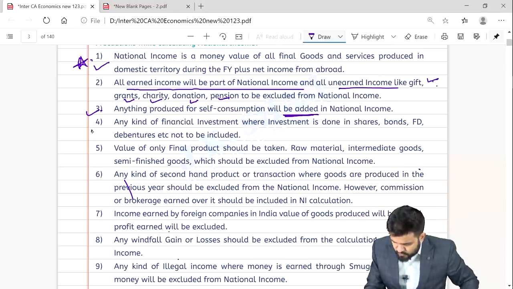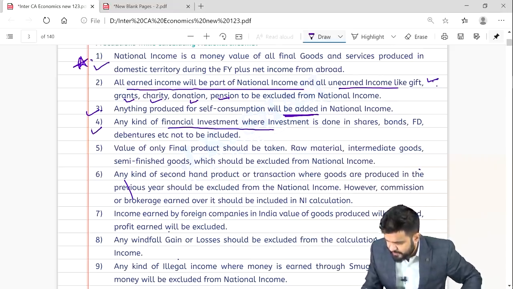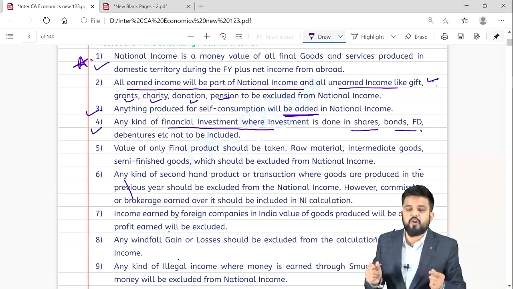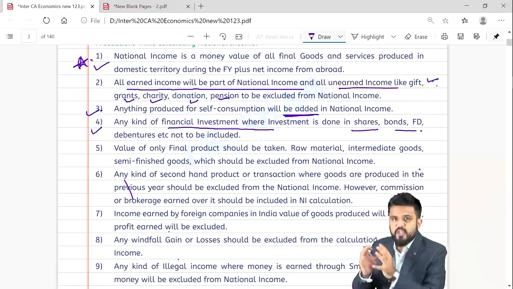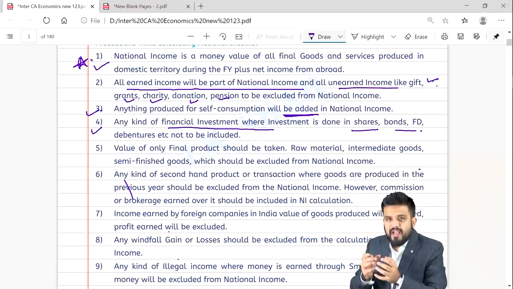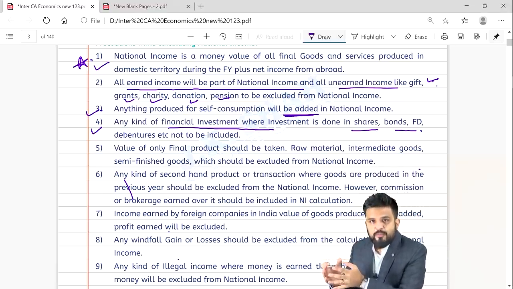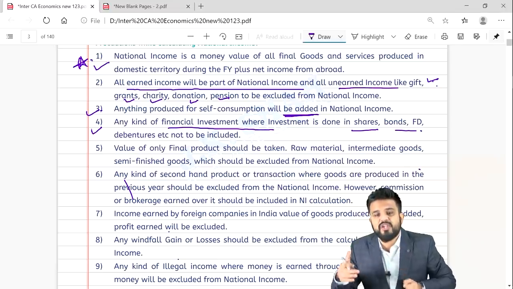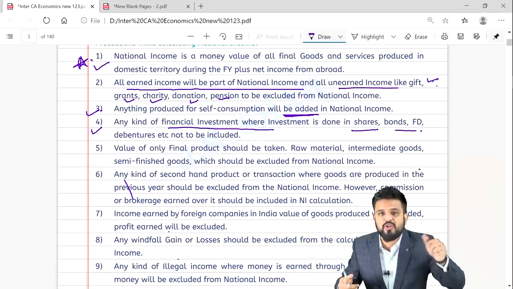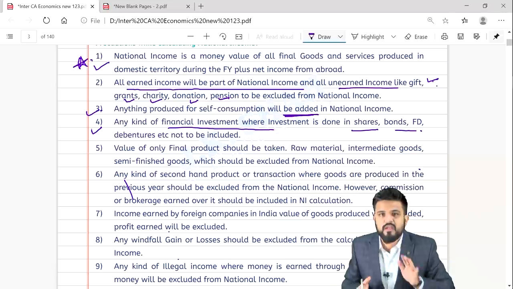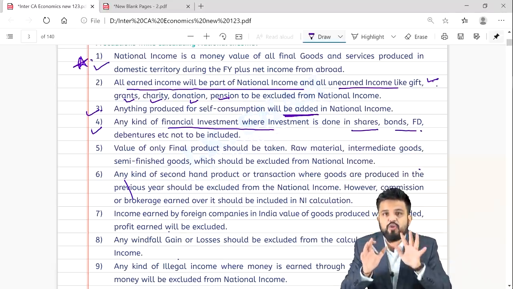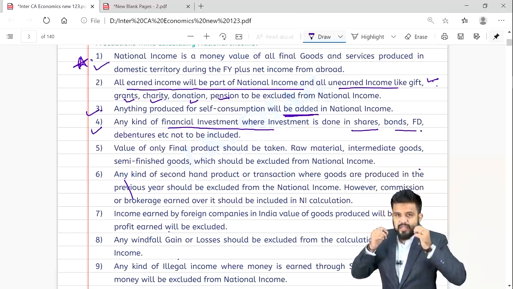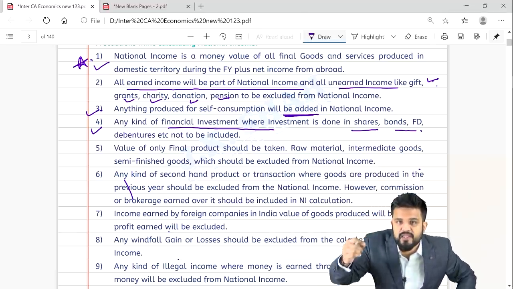Moving to the next, the fourth point says, any kind of financial investment like shares, bonds, debentures not to be included. Because say, for example, if I invest 1 lakh rupees in shares, or if I buy government bonds worth 1 lakh rupees, can I say money is just shifting its place? Neither goods nor services are produced. So any kind of financial investment, FD, shares, bonds not to be recorded, because money is just shifting its place.